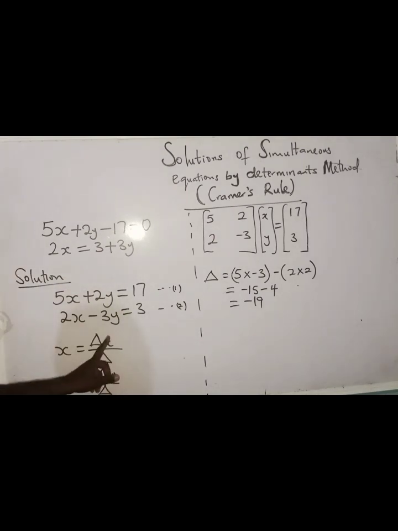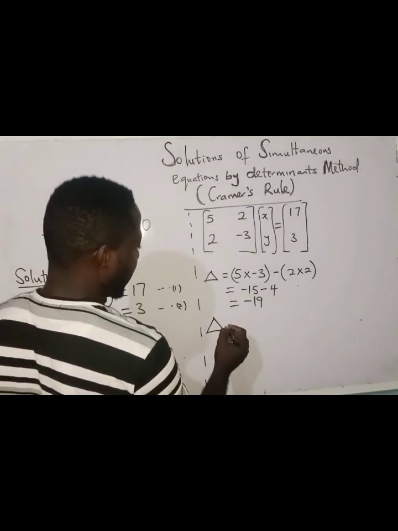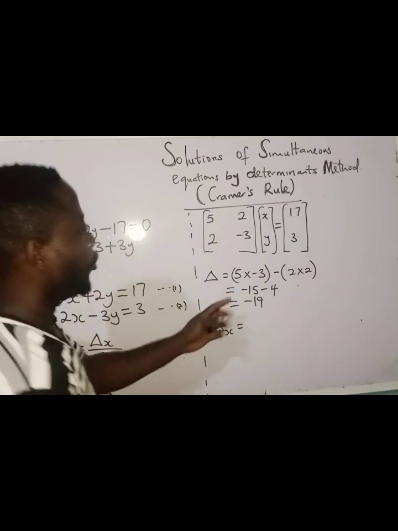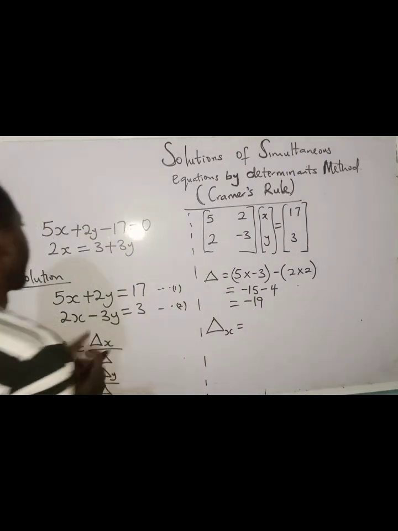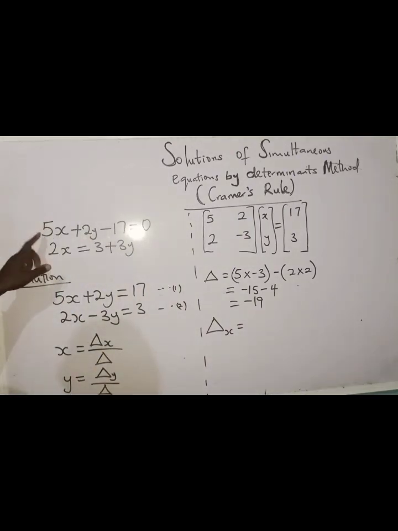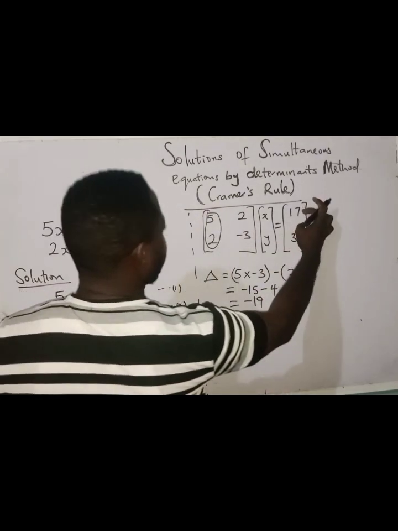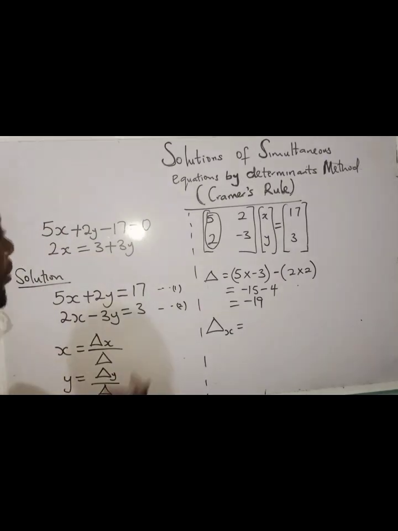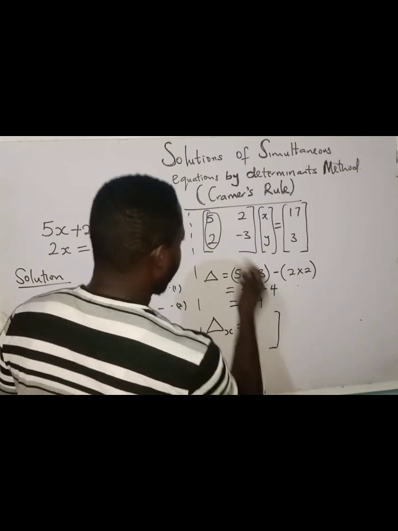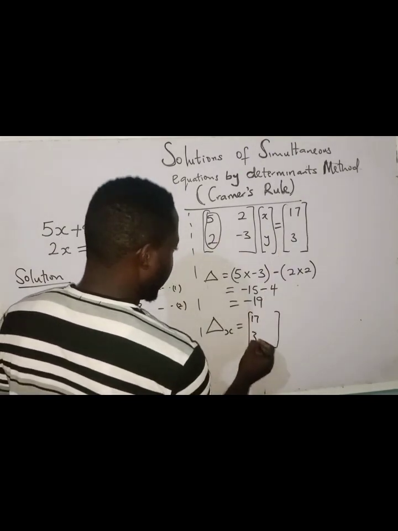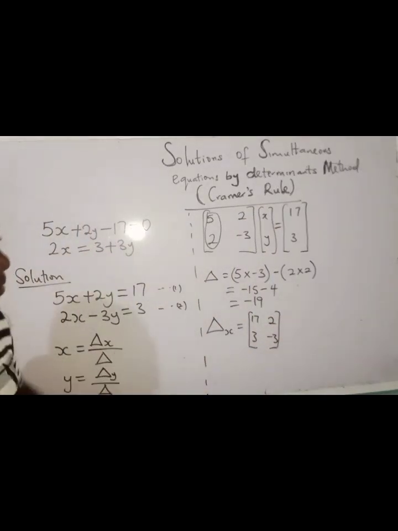Now let's move on to find the determinant of x. Now I want you to pay attention here. To get the determinant of x, we are going to replace the coefficients of x with 17 and 3. What are the coefficients of x? They are 5 and 2. So we will replace them with 17 and 3. Let's do that. So I'm going to have 17, 3. Now this will still remain 2, minus 3. Now I can find the determinant.